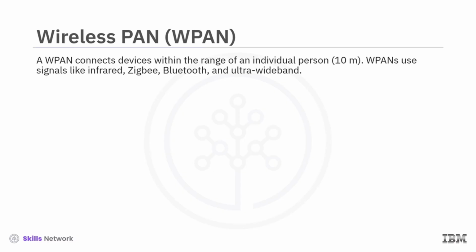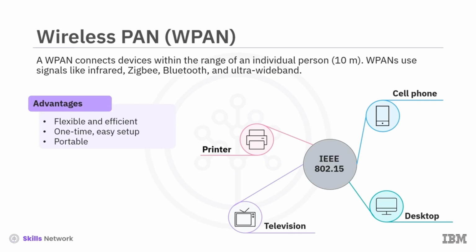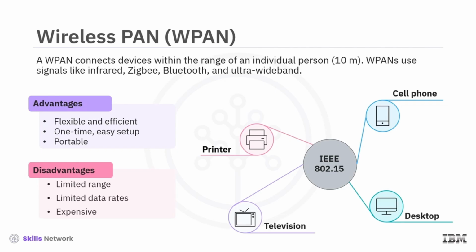A WPAN connects devices within the range of an individual person, around 10 meters. WPANs use signals like infrared, Zigbee, Bluetooth, and ultra-wideband. WPANs use the IEEE 802.15 wireless standard. Bluetooth and Zigbee are some of the IEEE 802.15 signals that wirelessly connect devices over short distances. Advantages include flexible and efficient, one-time easy setup, and portable. Disadvantages include limited range, limited data rates, and more expensive.